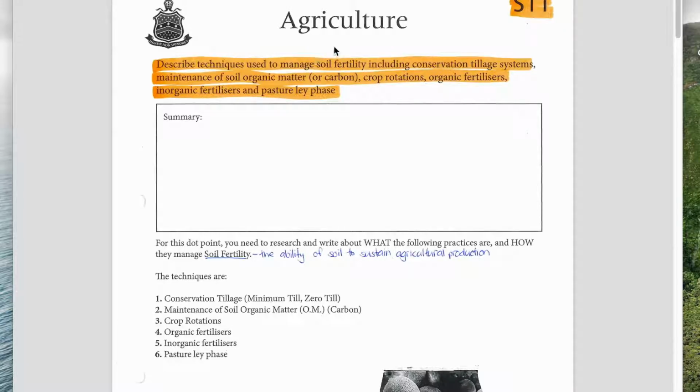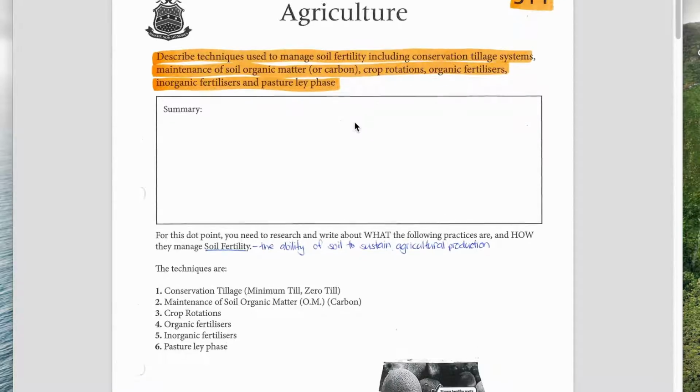So first of all, it'd be good if you wrote a definition of soil fertility. Soil fertility is basically the ability of soils to sustain agricultural production. So again, soil fertility is the ability of soil to sustain agricultural production. And so it mostly relates to nutrients, but also relates to soil structure and various other things. But the focus here really is on nutrients.